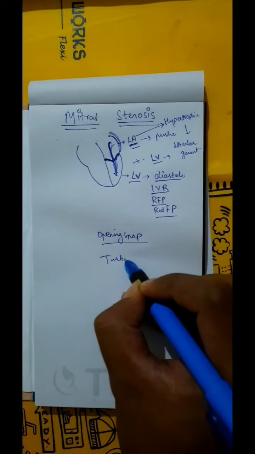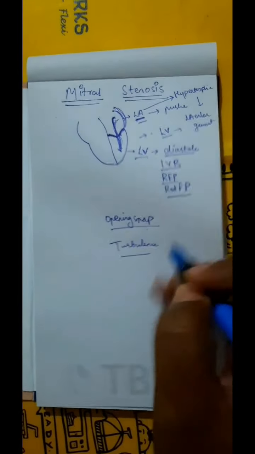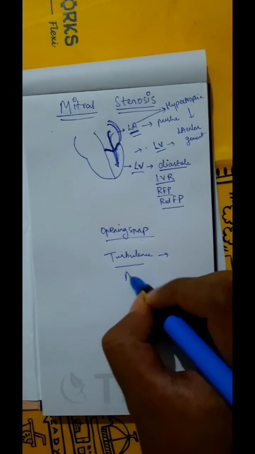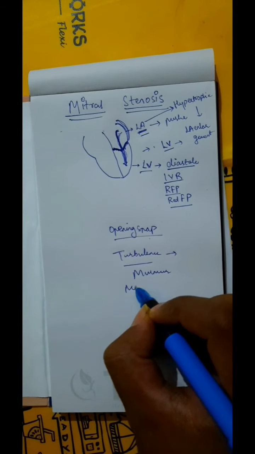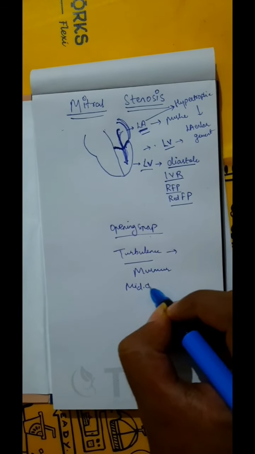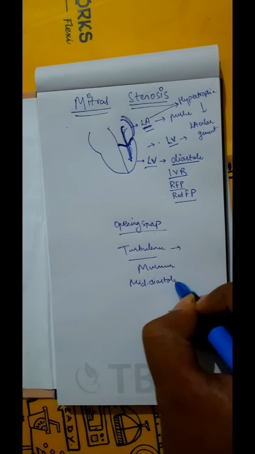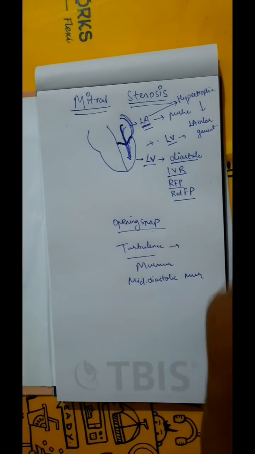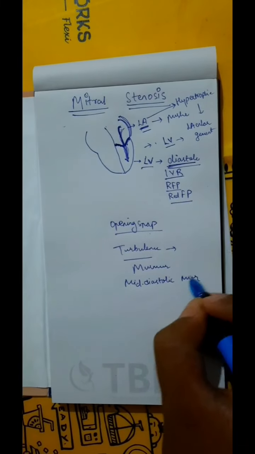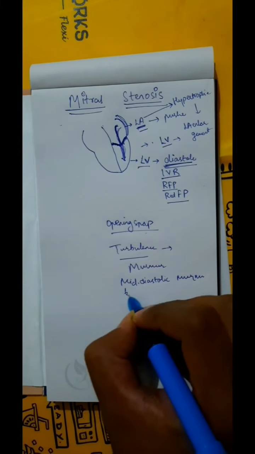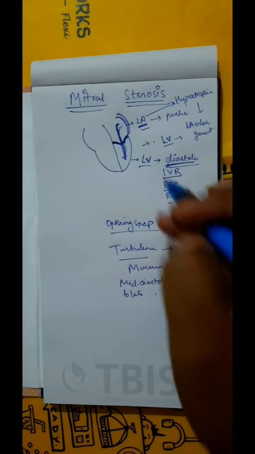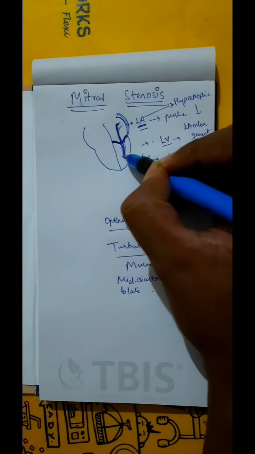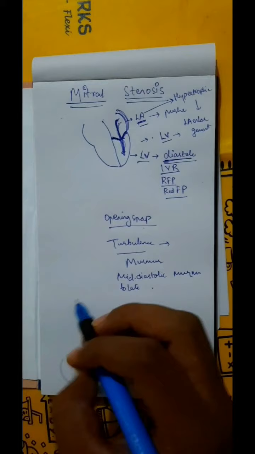there will be turbulence. This turbulence is going to produce a murmur. That murmur is called the mid diastolic murmur. Because it is happening in diastole, it is a mid to late diastolic murmur.